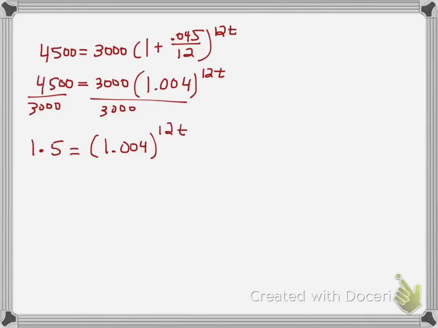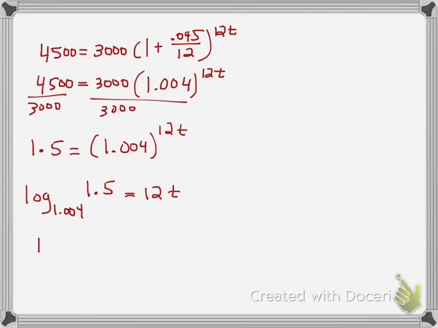Now we can actually convert this. Now remember, when we convert this, the base of my exponential is the base of my log. And your log equations are always going to be equal to your exponent. So I'm going to write this as log base 1.004 of 1.5 is equal to 12t.